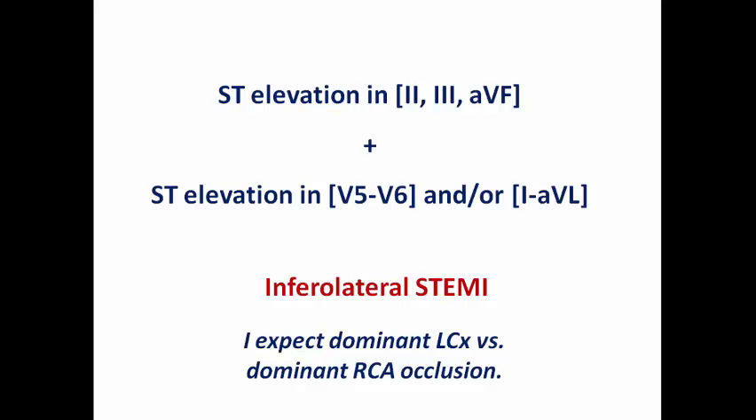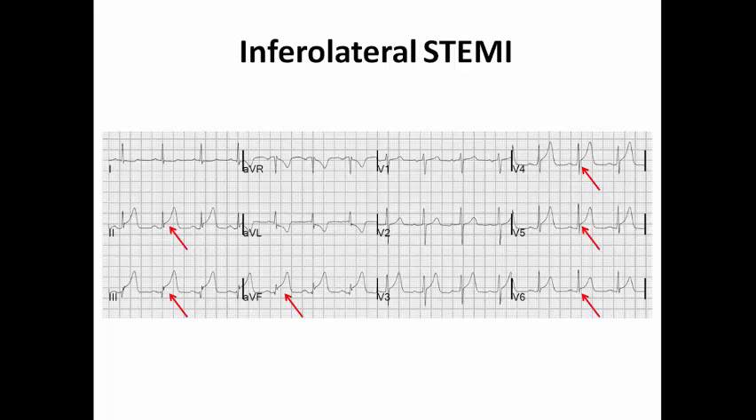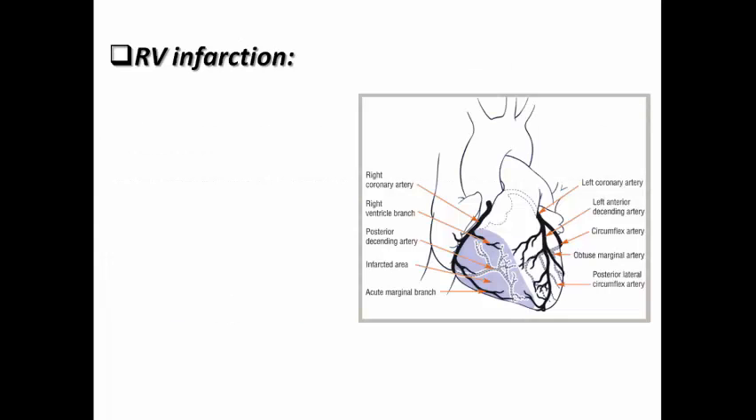So Inferolateral is like a combination of ST elevation in inferior leads and ST elevation in lateral leads. Here in this ECG, we can see that the patient has ST elevation in the inferior leads as well as ST elevation in lateral leads V4, 5, and 6. And so we can say that this patient is having Inferolateral STEMI.